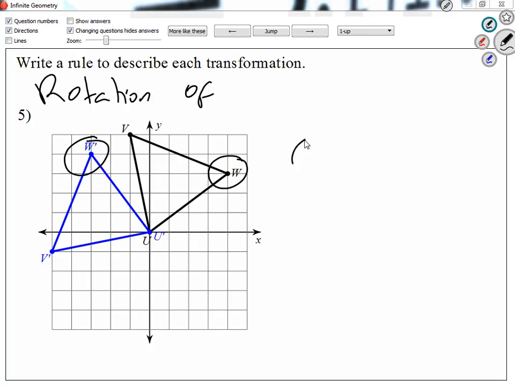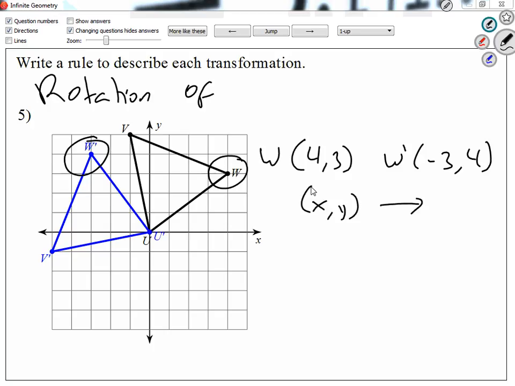You notice the coordinates of W right now are 4, 3. W prime is negative 3, 4. So for us to understand it better, (x, y), when I change this, became (negative y, x). Or (x, y) became (negative y, x). So which rule is that? Rotation of 90 degrees counterclockwise. So let me write this. 90 degrees counterclockwise. Remember, I'll abbreviate counterclockwise, about the origin.